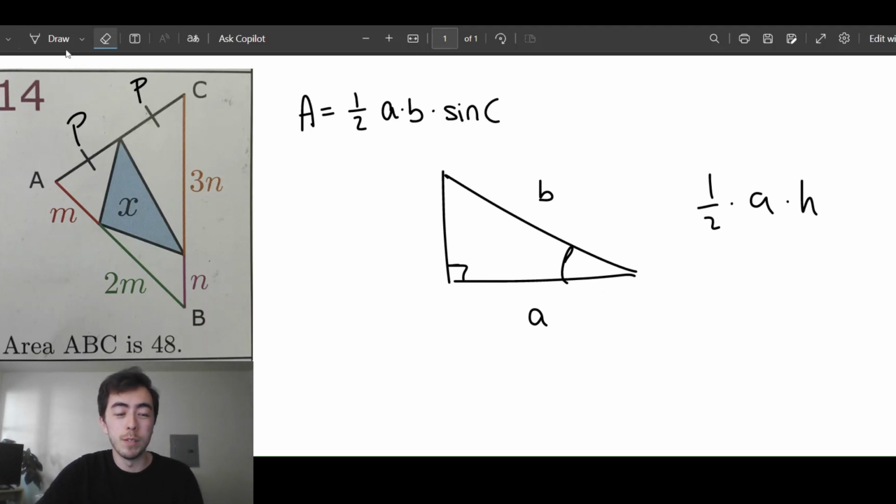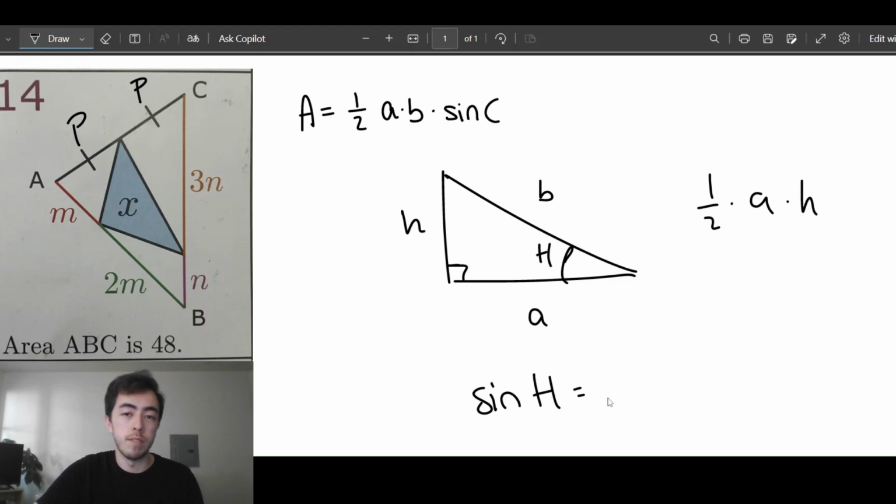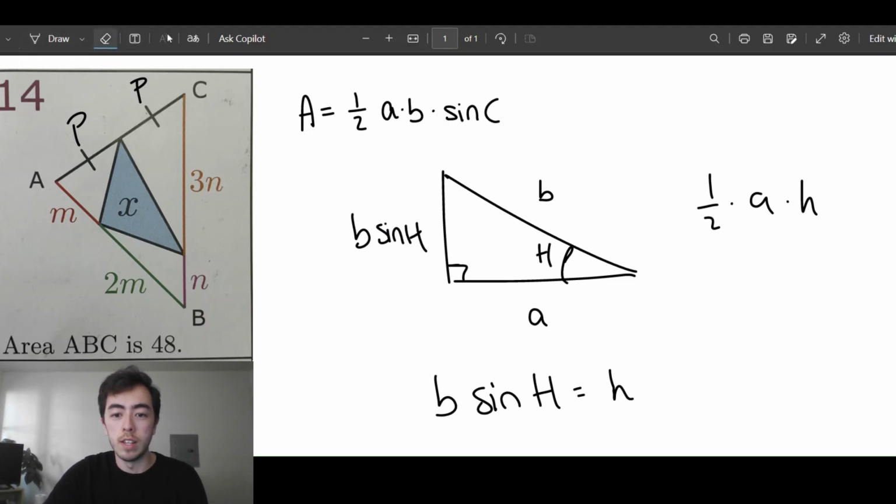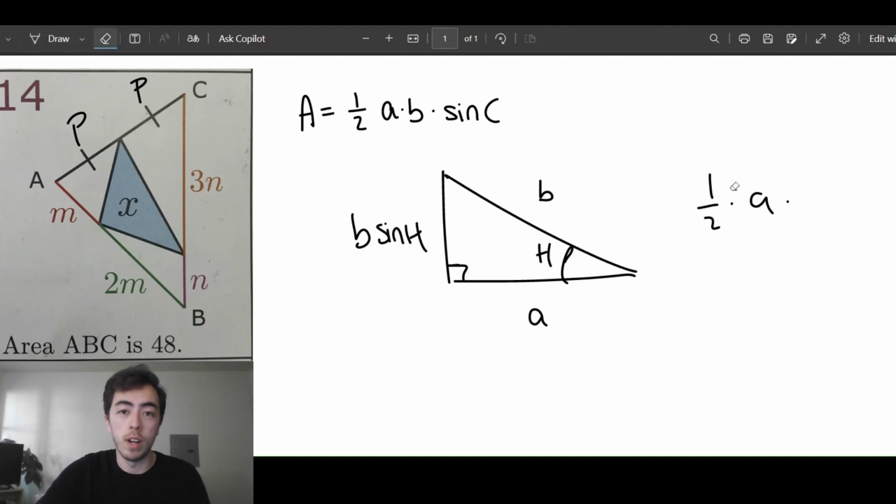I would love to just put an H here, but what if I don't know that height yet? We could just use a little bit of trigonometry. We could do the sine of our angle here. I'm just going to call it capital H. And sine is defined to be opposite over hypotenuse. Then if I wanted an expression for this H, I could just multiply the B to the other side. And then now I have an expression for that H. So I could do B sine H right here. And that's going to be the precisely correct height for my triangle to then plug into the formula.